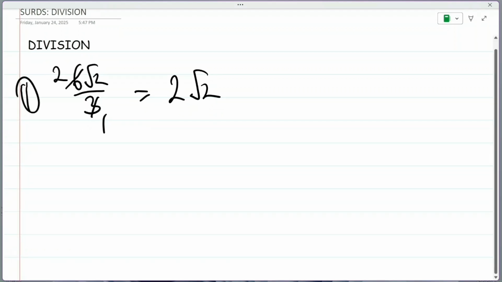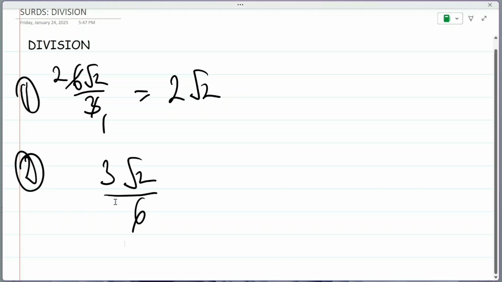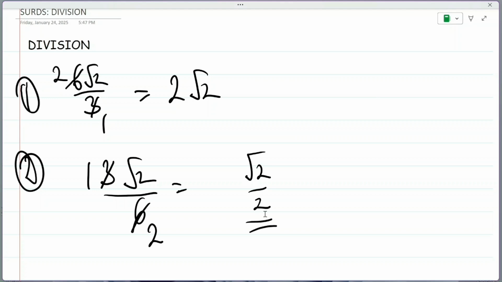That's the first question. Second question, you have 3 root 2 over 6. You go with the whole numbers, 3 in 3, 1, 3 in 6, that's 2. These 2 can go in these 2, but this 2 is under square root, so you can't touch it. They can't work, so your answer is root 2 over 2. The answer to the second question is root 2 over 2.